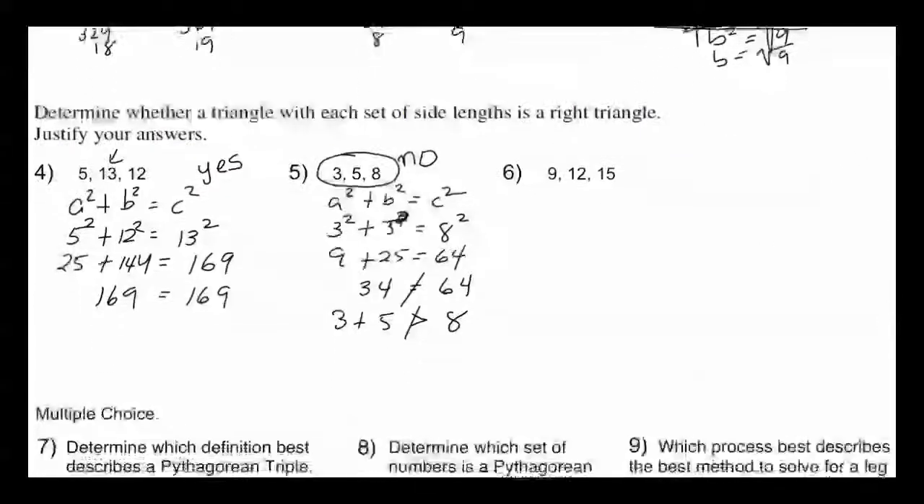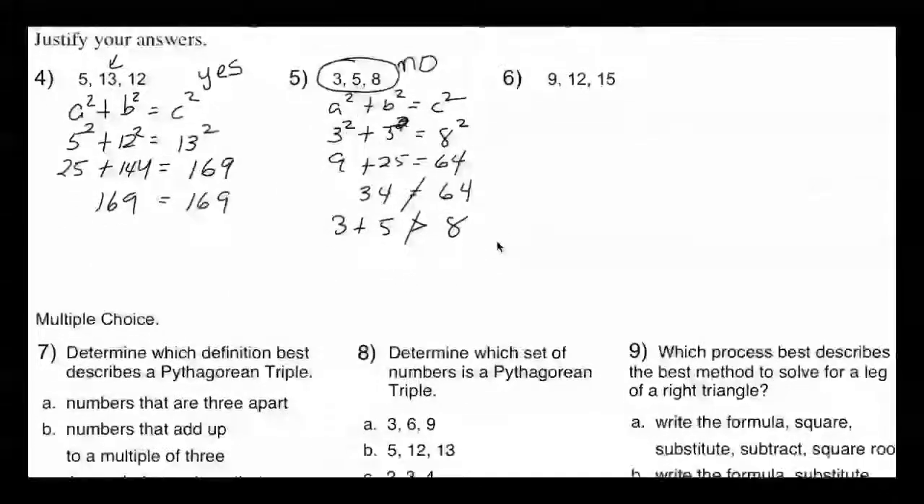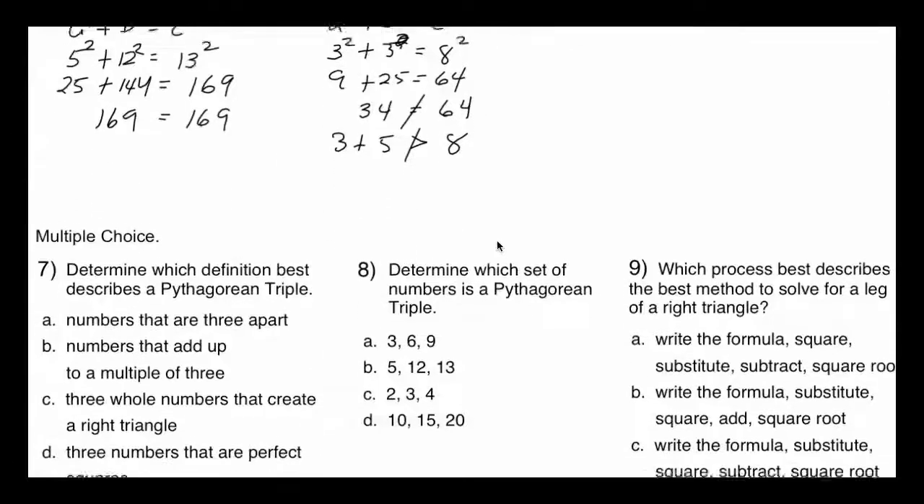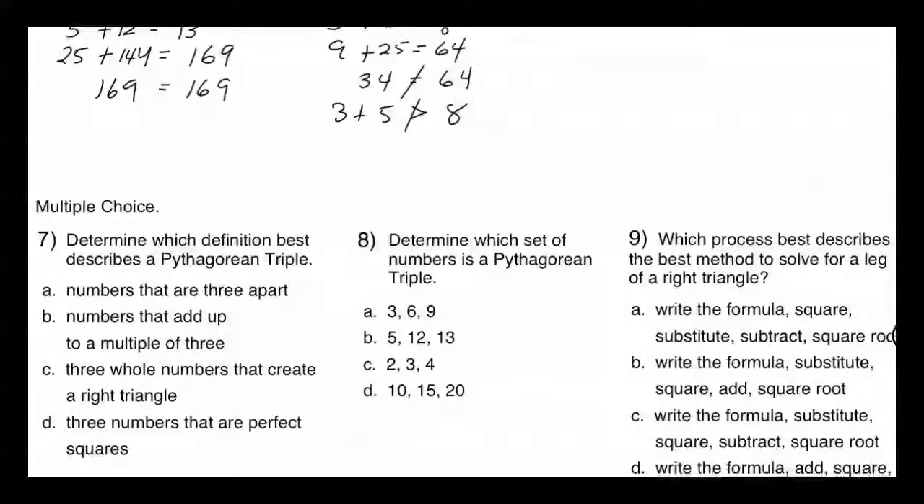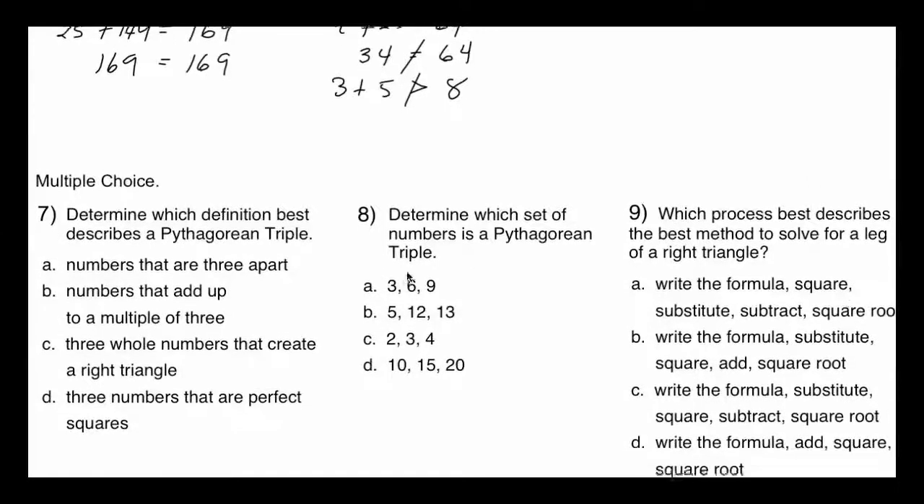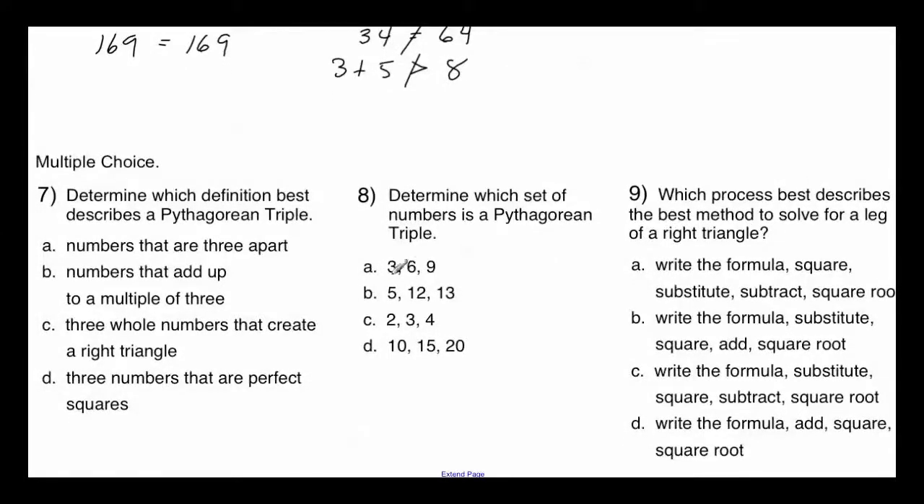All right, multiple choice. Determine which definition best describes a Pythagorean triple. Well, we talked about that in an earlier problem. So numbers that are 3 apart? Nope. Numbers that add up to a multiple of 3? Nope. We said they're 3 whole numbers, so they can't be decimals, that create a right triangle. So 3, 4, and 5, we know from our notes, are the first Pythagorean triple.